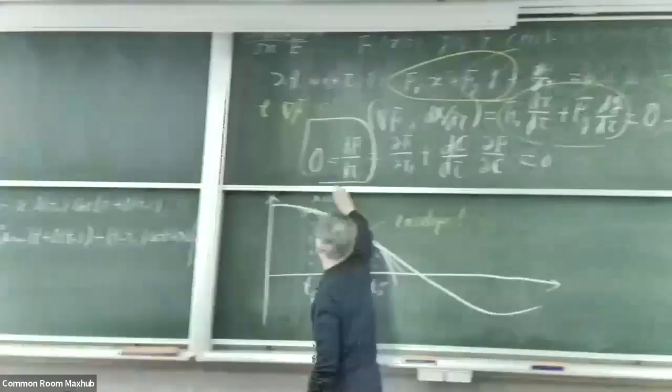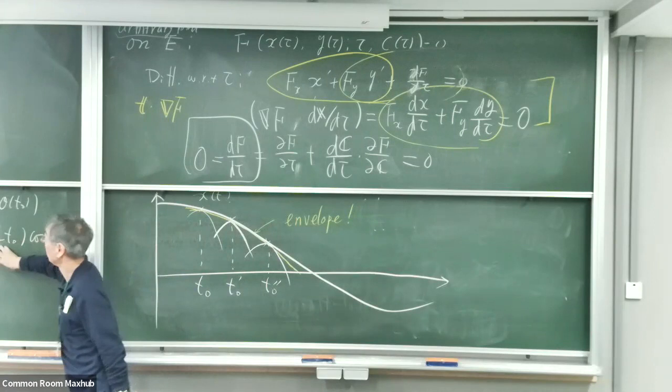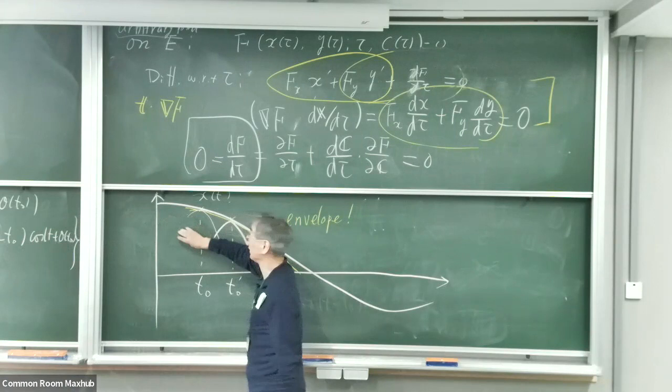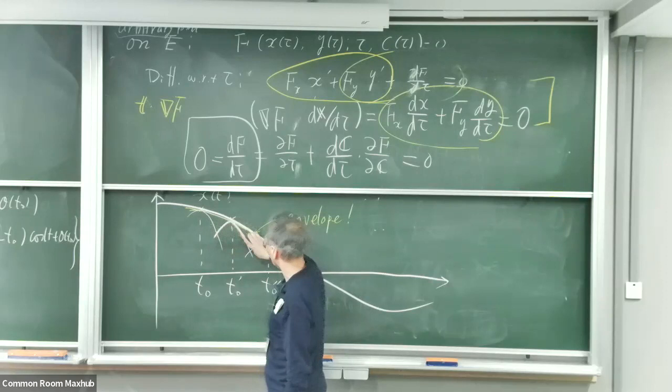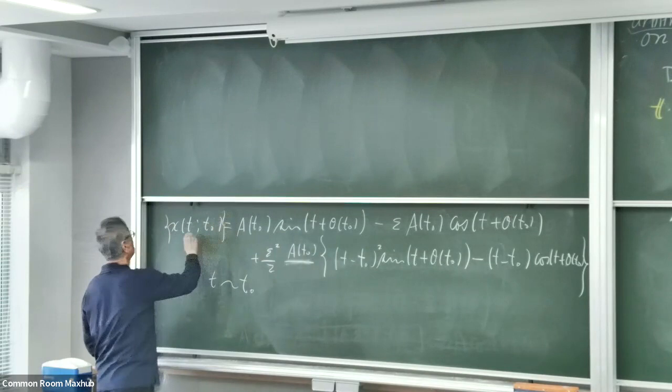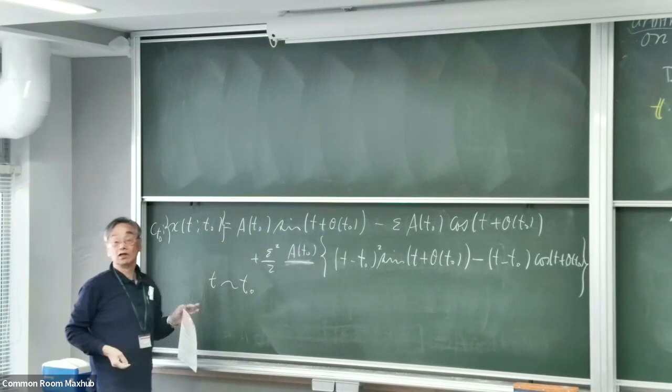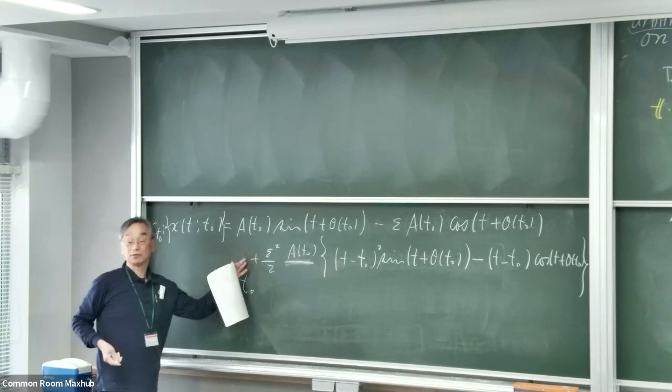So these functions, each function represents a member of, and so geometrically we can interpret this function as giving the family of curves parameterized by T naught. And let's construct the envelope of this function parameterized by T naught.